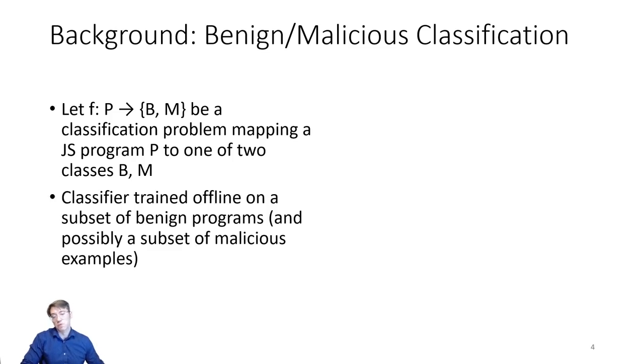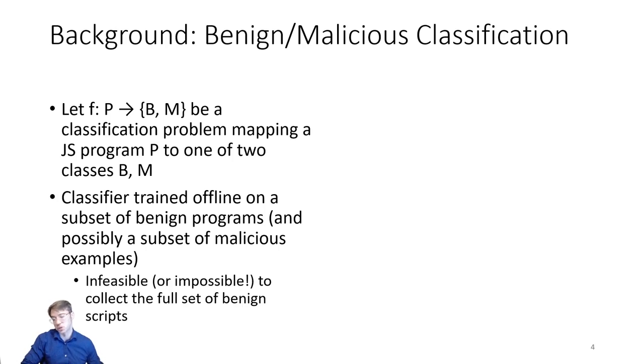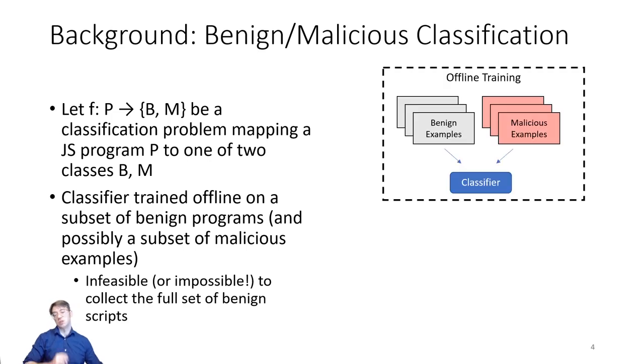In our work, we focus on classifiers which are trained offline on a subset of benign programs and potentially a subset of malicious examples based on the type of classifier. The reason we use subsets here is because it is much more realistic for how real-world classifiers have to operate. In practice, it is infeasible or impossible to have all of the benign scripts as part of your training set. The reason why is because the set of scripts may be dynamic and thereby impossible to gather or just too large.